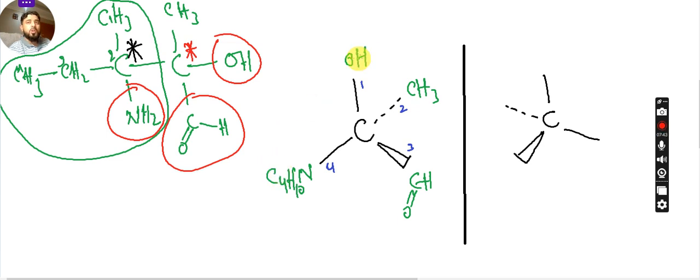Now because our choice is finished, we can't choose anymore. We just have to place as it is. So we place the solid line OH here. Here we place OH, then C4H10N, then at the back, C double bond O.